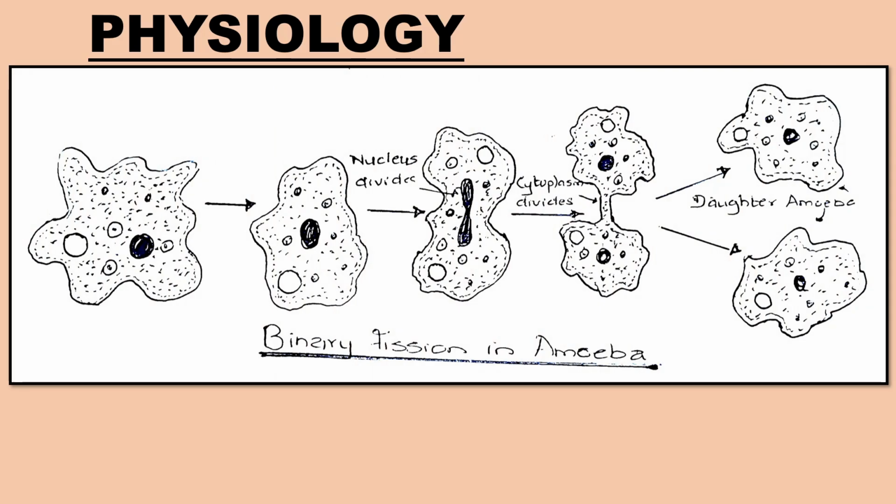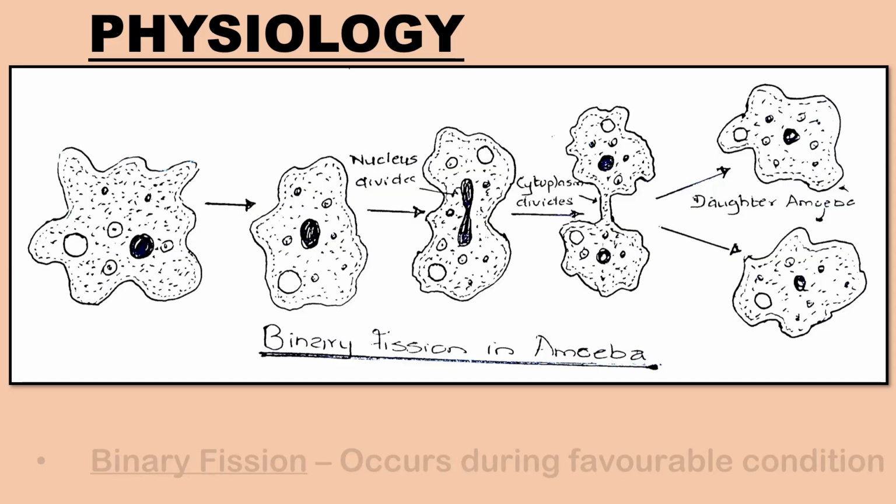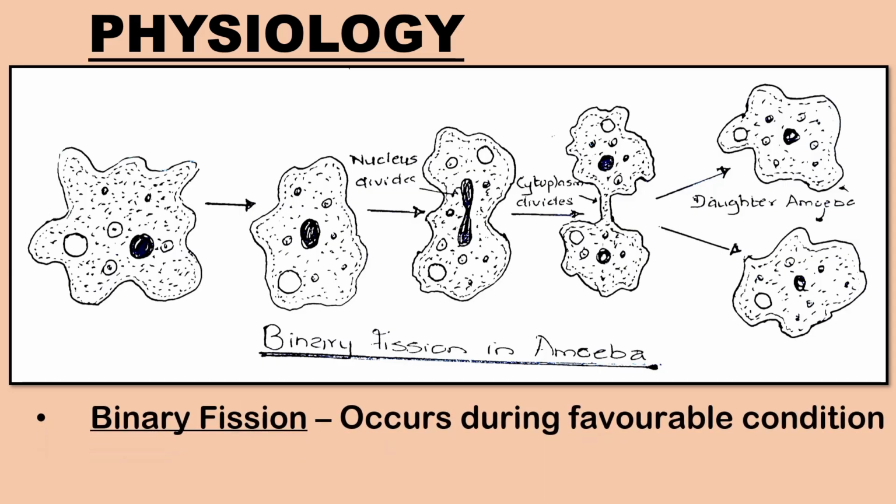Finally, let us learn about asexual reproduction in amoeba. Asexual reproduction by binary fission takes place during favorable conditions and by multiple fission during unfavorable conditions. During favorable condition, amoeba reproduces by binary fission.